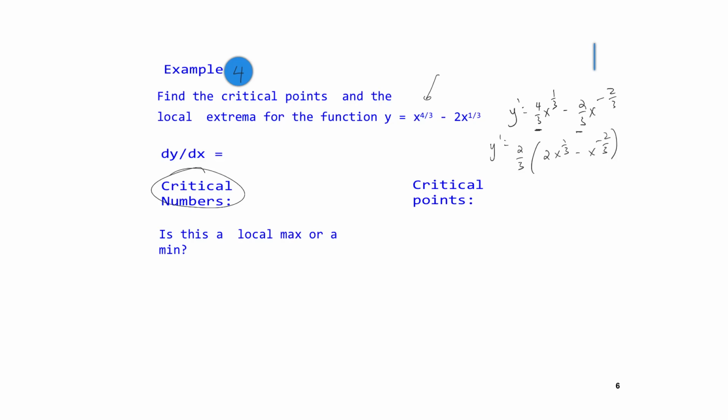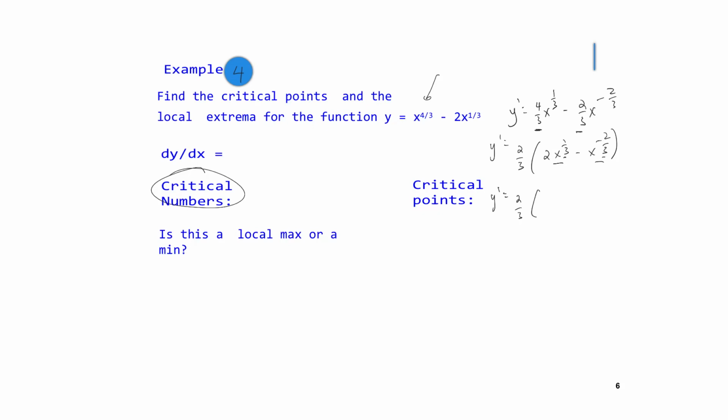This is not fully factored. I just want to factor out the constant first. Now the next thing is we're going to factor out the x. But which x? You want to always divide out the smallest x, the smallest x with the smallest exponent. Now between 1 over 3 and negative 2 over 3, which is a smaller value? Negative 2 over 3.